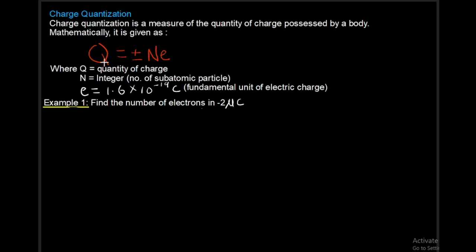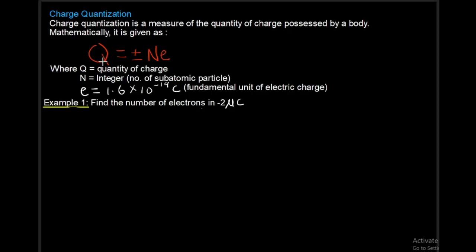Now, mathematically, it is given as Q equals plus or minus NE. Q here represents the quantity of charge. N is the integer, that's the number of subatomic particles, either the protons or the electrons. And E is the charge on an electron, which is 1.6 times 10 raised to the power minus 19 coulombs.